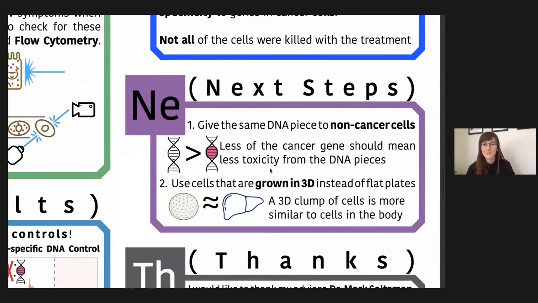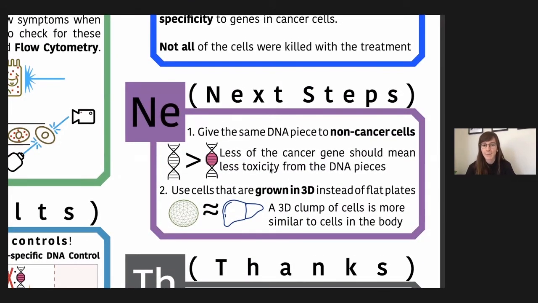And speaking of the future, some of the next steps that I came up with following this experiment that I would want to continue to learn more about: one thing that I thought would be really important is to give that same piece of DNA to a non-cancerous cell. So just to a normal healthy cell that has a lot less of this pink gene. And hopefully we would see that those cells are not as affected and don't die as a result of that DNA piece.